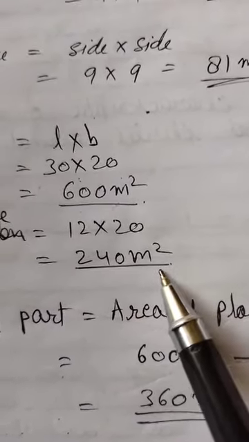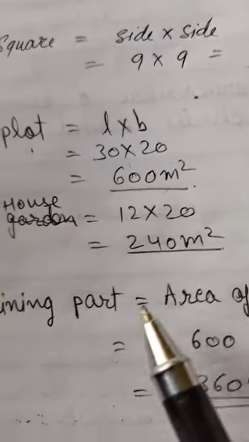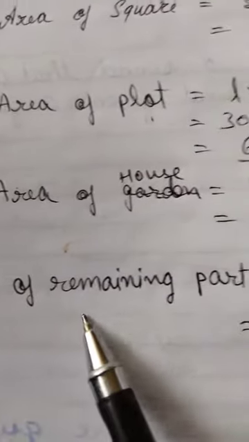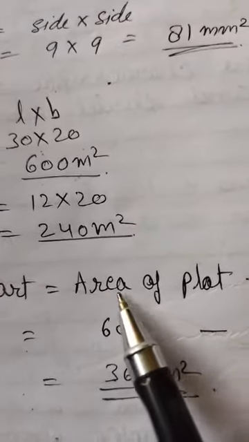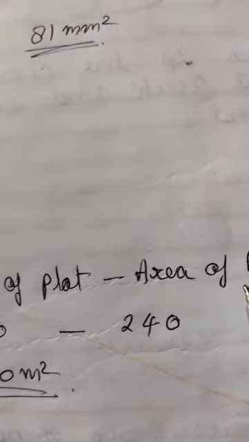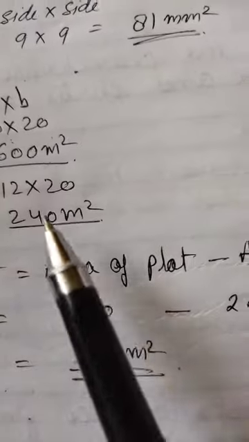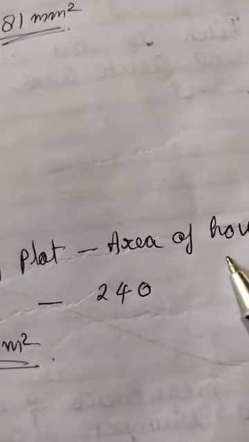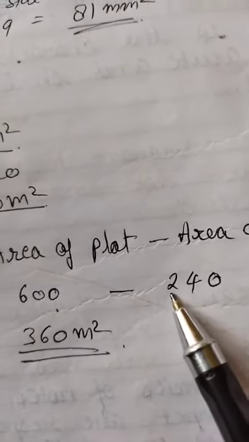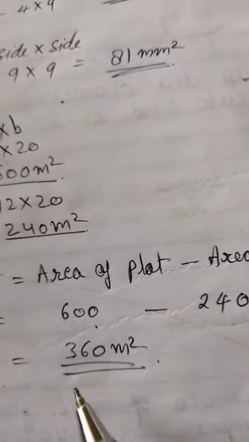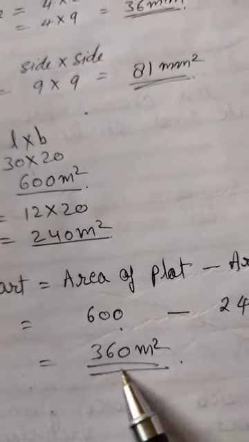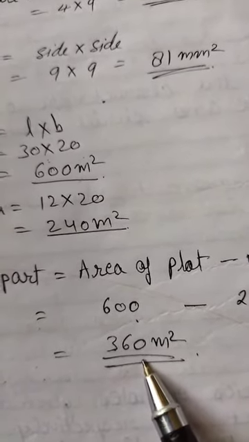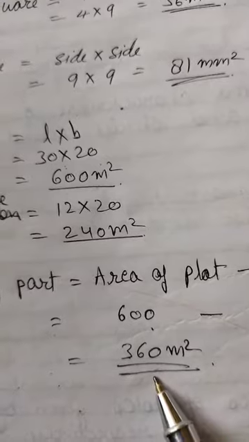Now we have to find out the area of the garden, that is the remaining part. So how will you find the area of the remaining part? Area of plot minus area of house. The area of the plot was 600, so we will put 600. Then the area of the house was 240. After subtracting, we will get 360 meter square. This will be your answer. So in this way, you have to find the area.